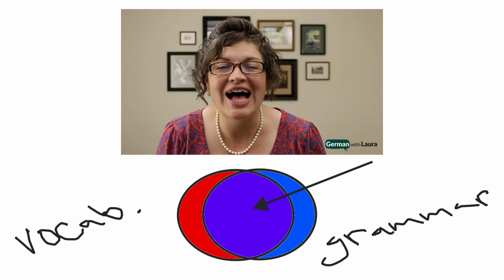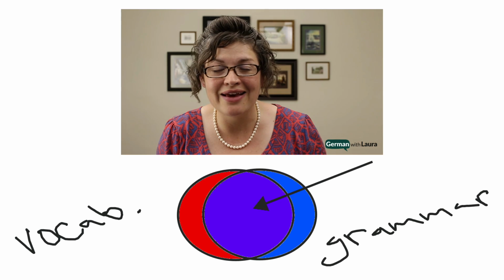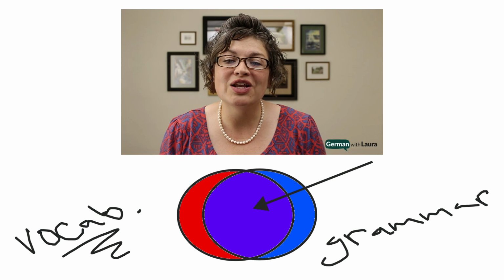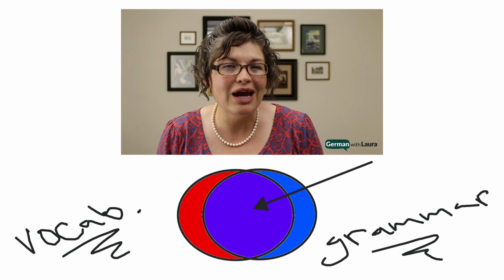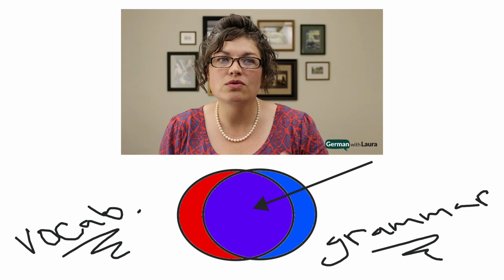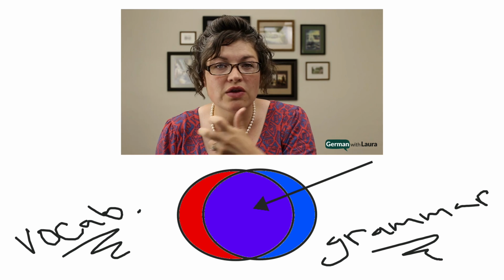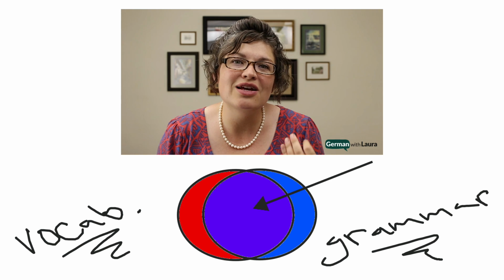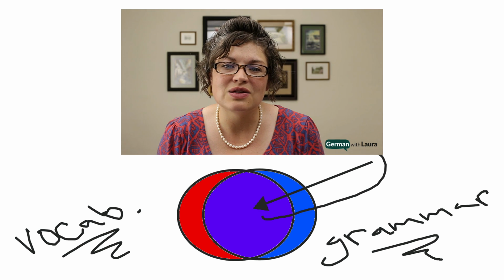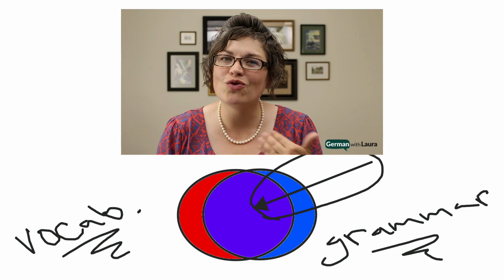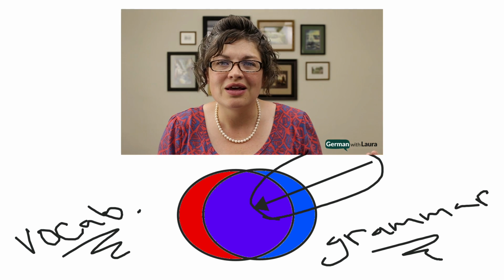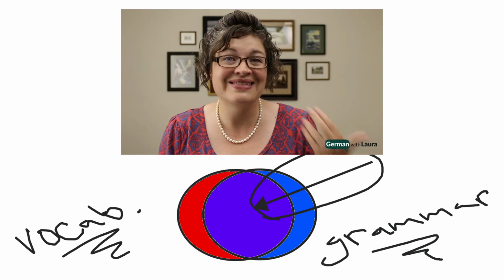There are two sides to learning German or any other language. You have to learn vocabulary words, but then you also have to learn the grammar rules, which allow you to correctly string those vocabulary words together and say something. You're speaking German in this place where vocabulary and grammar overlap. One on their own without the other is not enough.